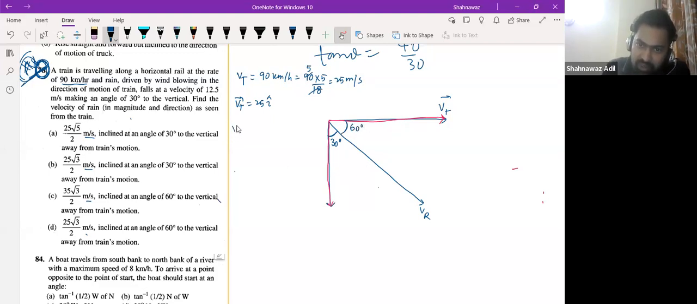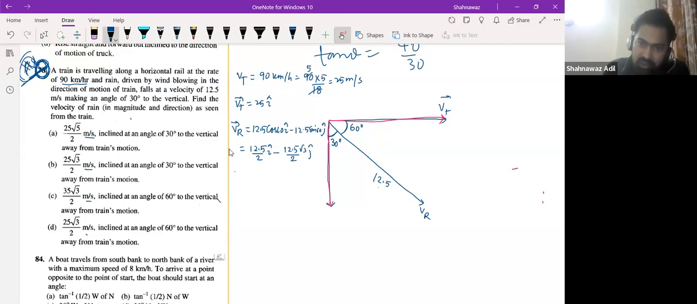How can we write VR? What would be VR in i j k formalism? The magnitude is 12.5, so this would be 12.5 cos 60 i hat minus 12.5 sin 60 j hat. So this would be the vector. 12.5 cos 60 is 12.5 by 2, and then this is 12.5 root 3 by 2 j hat.